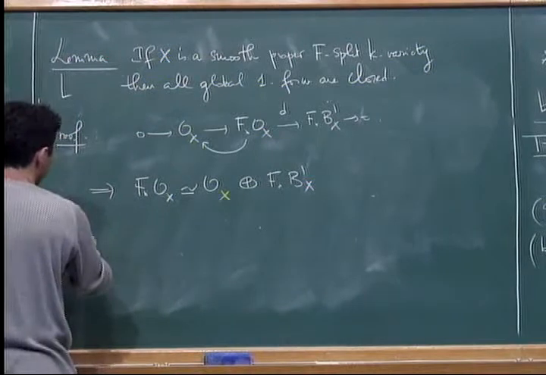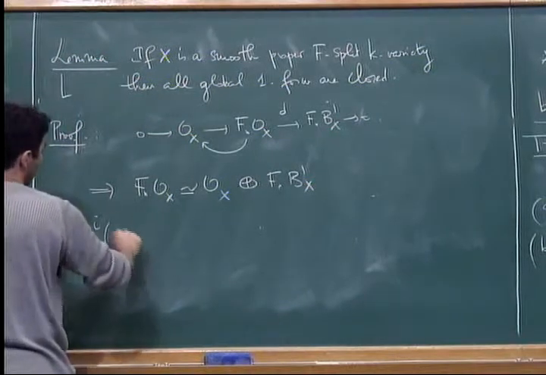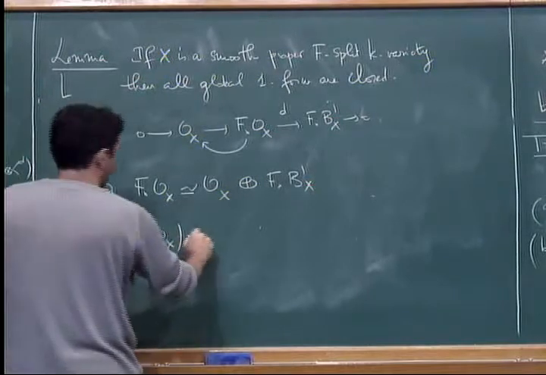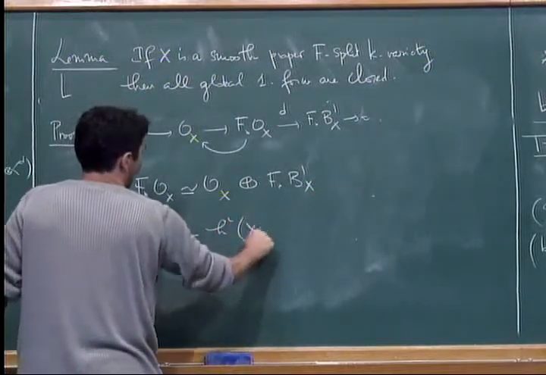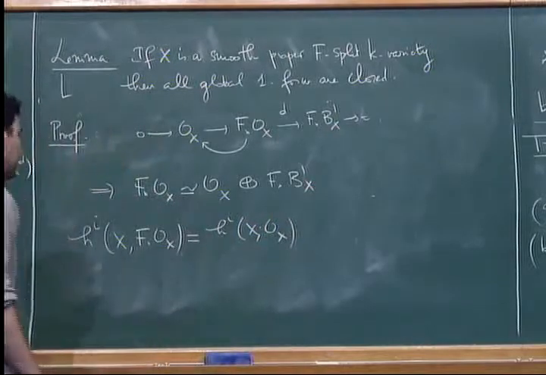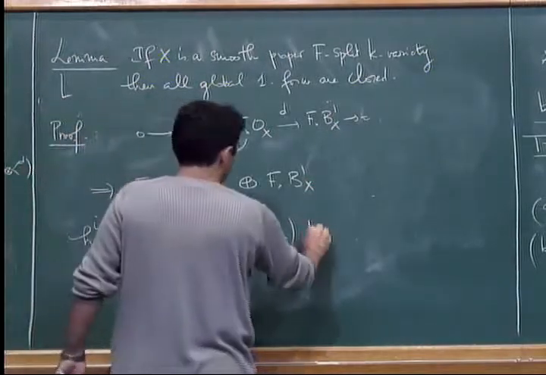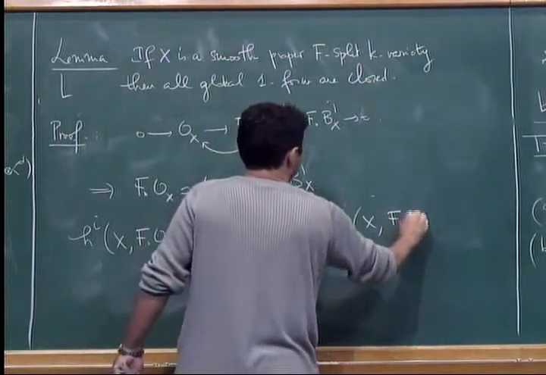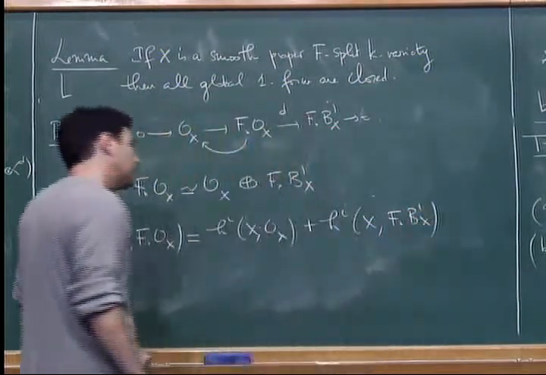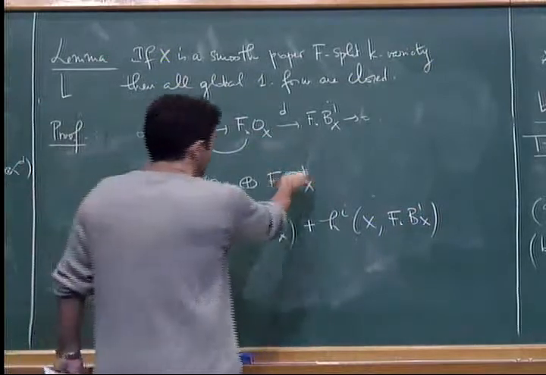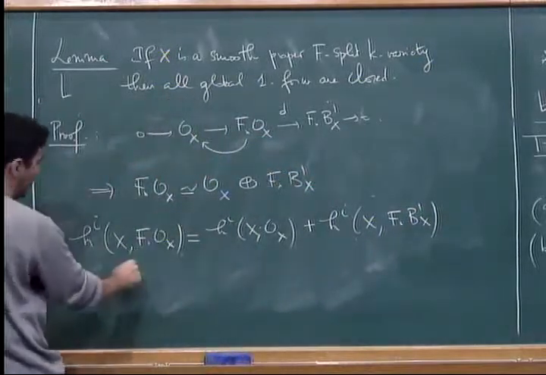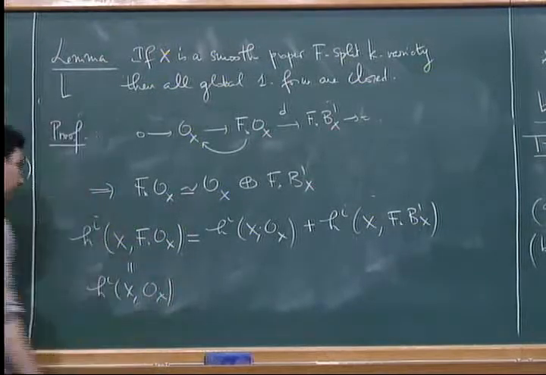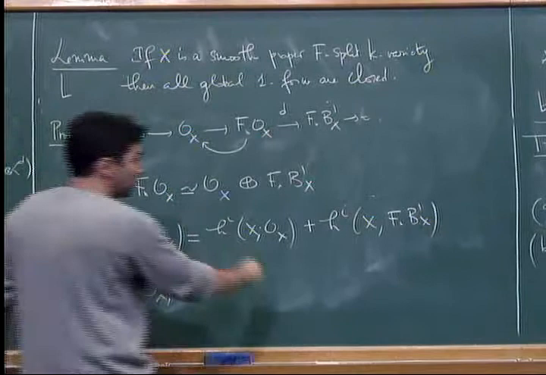Now compute the dimension of this one. Using the splitting, you get that this is h^i of O_X plus the h^i of this part. But as I said before, this one is exactly the dimension of h^i of O_X, so this one has to be 0.